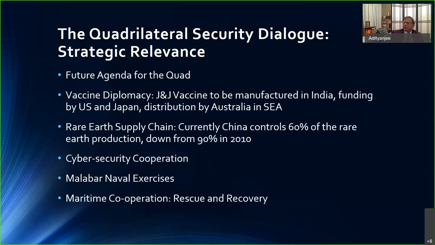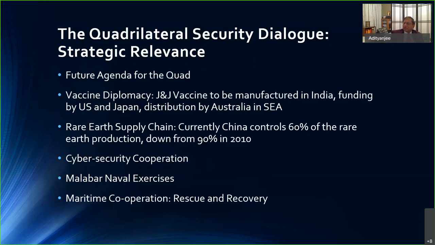What could be the future agenda for Quad? Of course, vaccine diplomacy, you all know. J&J vaccine will be manufactured in India, with funding from US and Japan, and distribution by Australia and Southeast Asia. Quad is also likely to work on rare earth supply chain. Currently, China controls 60% of rare earth production. In fact, there was a time China controlled 90% of rare earth production. So, you know, some supply chains may be created within the Quad.